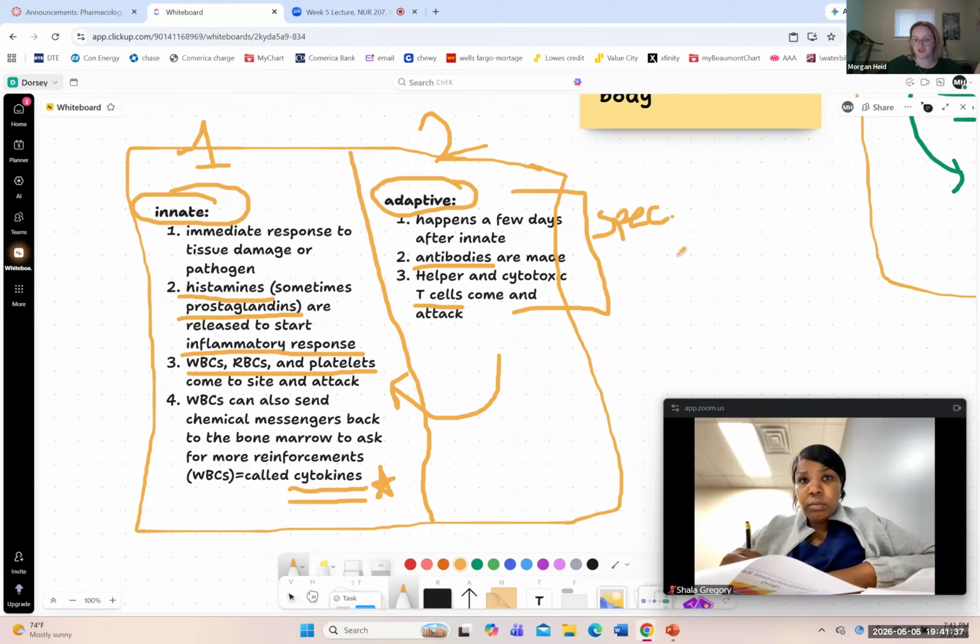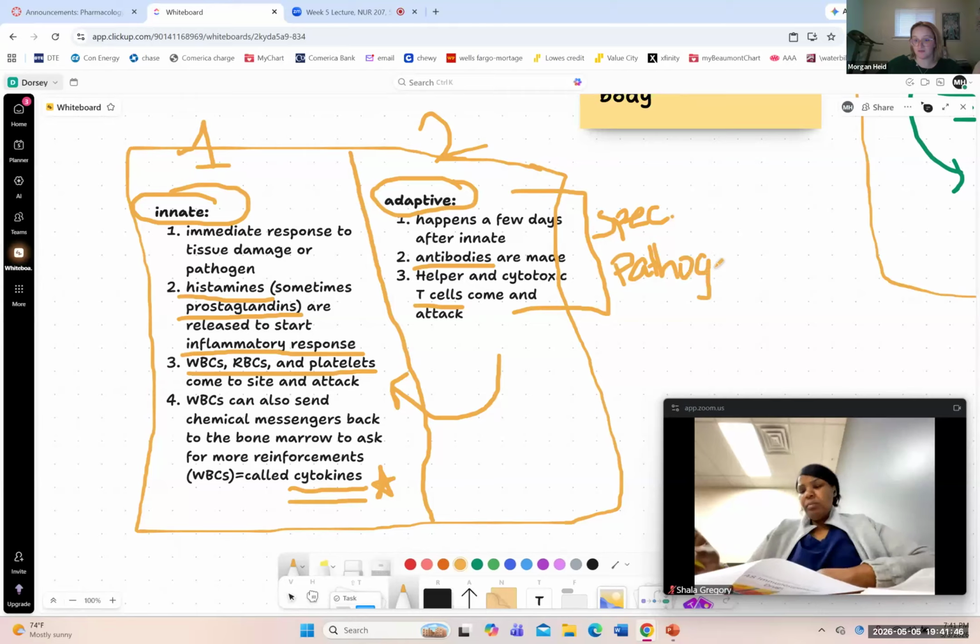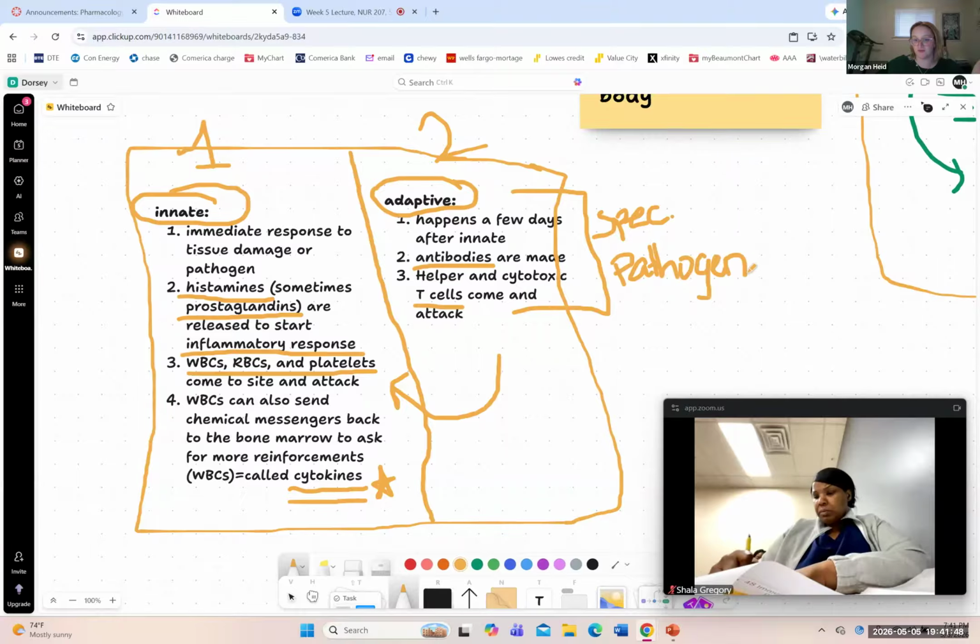They can't just go and attack any pathogen. Once the pathogen is detected, then they have to go and be made. The T cells and the antibodies have to be made for this specific antigen. Whereas over here on the innate side, this can attack basically whatever it wants to.